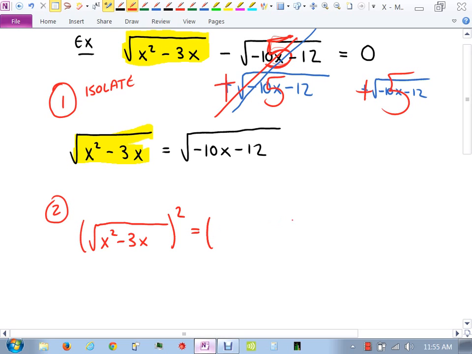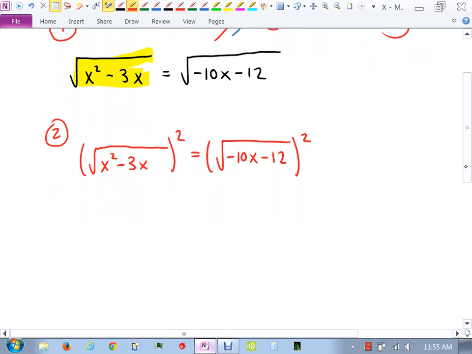Whatever I do to the left side, I have to do to the right side, so I'm going to square the right side also. Is that okay, just squaring both sides? Now, we actually have some really good stuff happen here. The left side, the square root goes away, doesn't it? Yes? Because we're squaring a square root.